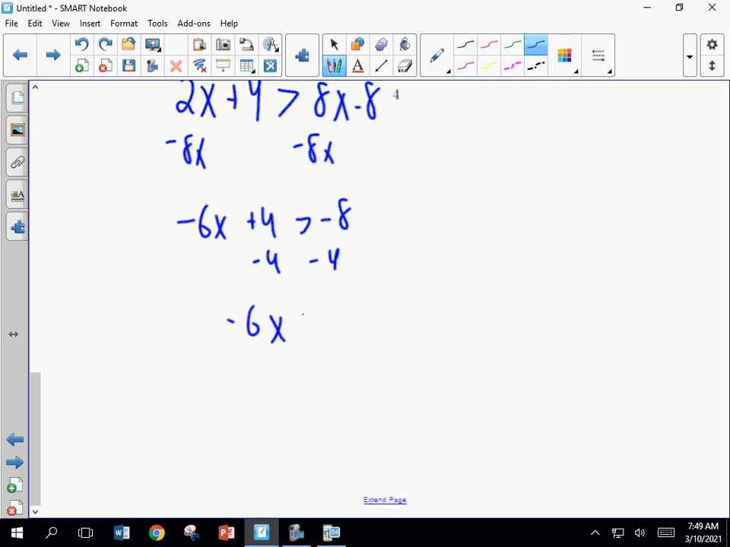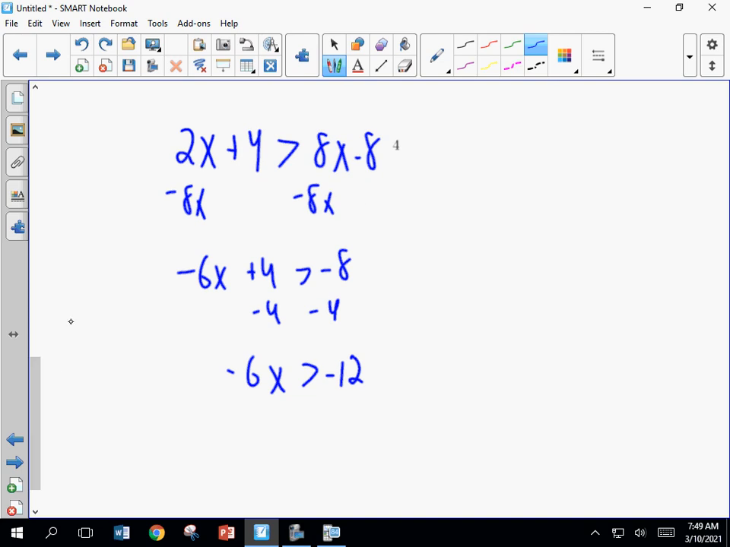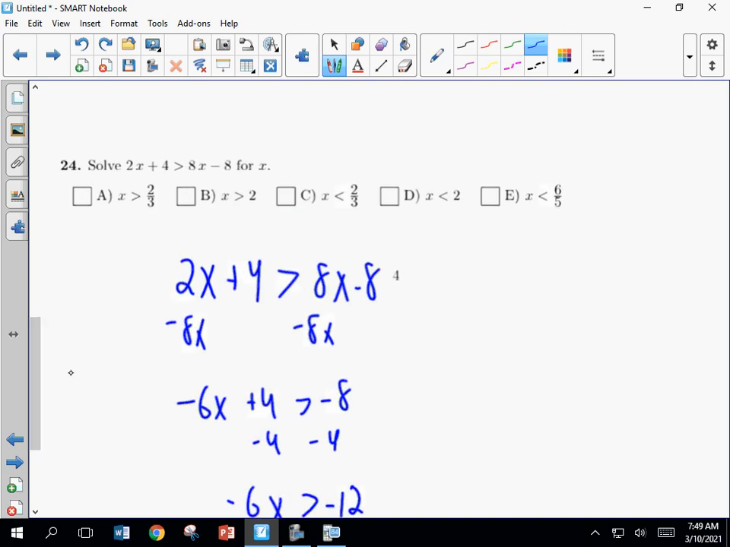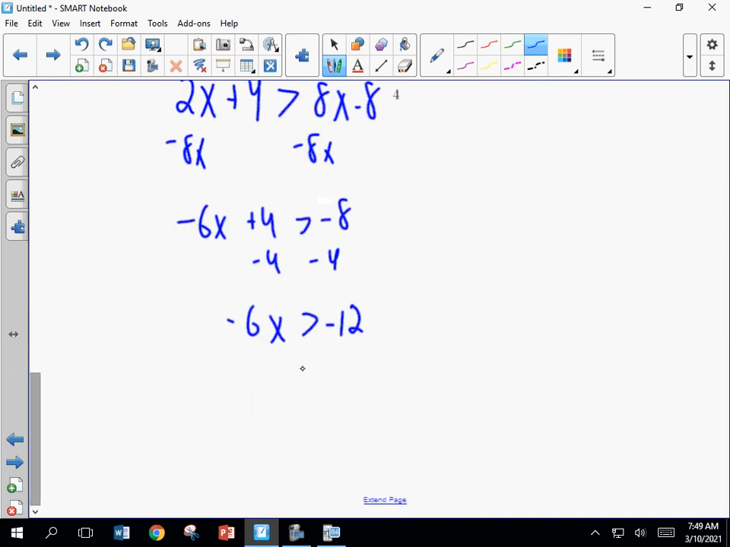Negative 6 is greater than negative 12. And like I said, there's different ways to do this. I'm just moving the variables first so that they're on the left, just like the answers. And then divide by negative 6, divide by negative 6.